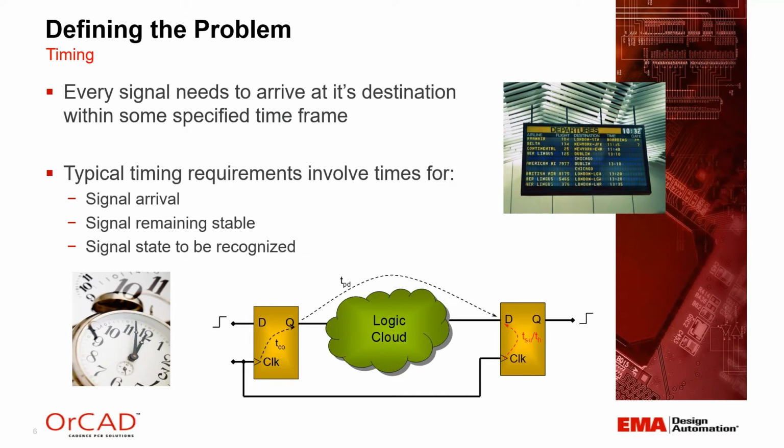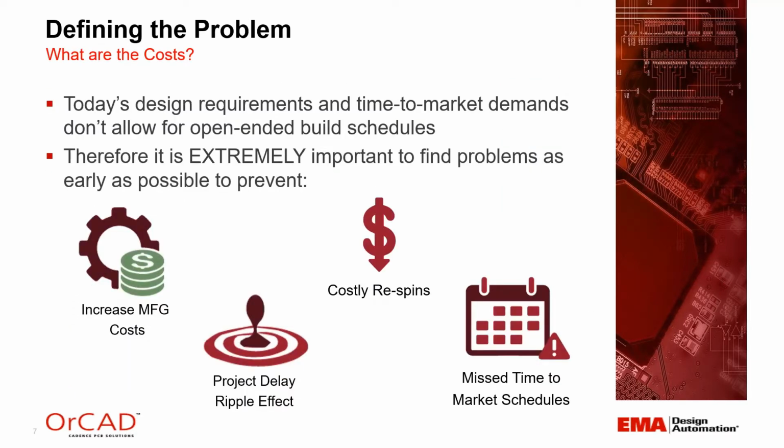Timing is a simplistic concept, but it's a complex issue that has a lot of involved factors that affect it. But the bottom line is you're trying to transmit a signal. It needs to arrive at a particular destination at a certain time. The signal has to be stable, and the signal state needs to be recognized. So with regards to timing, there's a lot of issues as well that can be affected in high-speed flows.